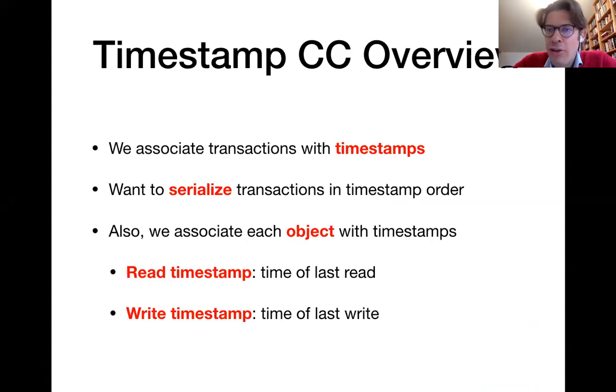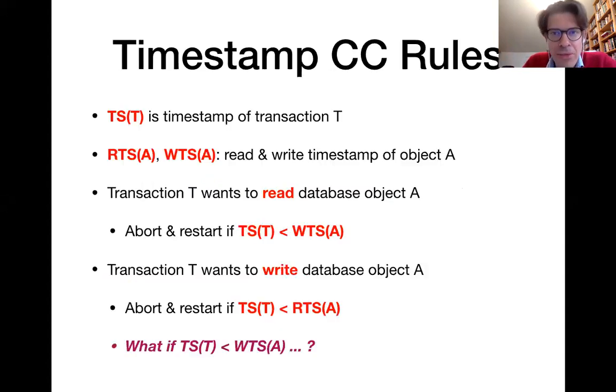Then we talked about timestamp-based concurrency control, where we associate objects with timestamps indicating when they were read or written for the last time. Those object timestamps are derived from the timestamps of the transactions. We assign timestamps at the beginning, and then we try to simulate an execution in that timestamp order.